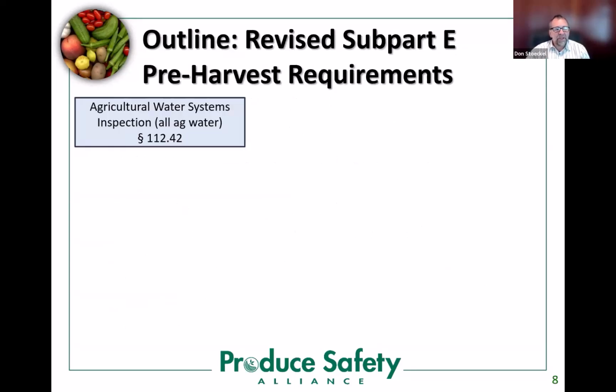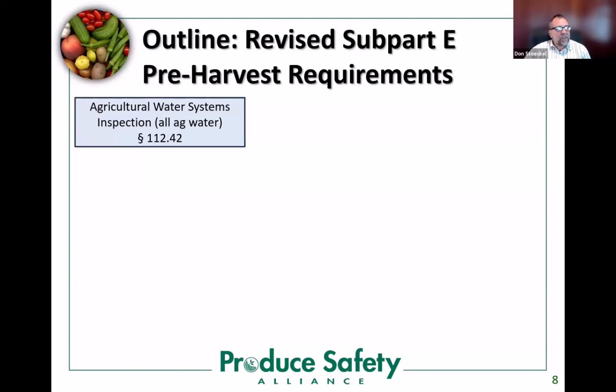So here's just an overview of the pre-harvest testing. The pre-harvest water quality requirements are in Subpart E. The one thing that has not changed is the requirement to do an agricultural water systems inspection. That applies to all agricultural water, both pre-harvest and post-harvest. That number was 112.42 in the original. It's still 112.42 in the revised Subpart E.